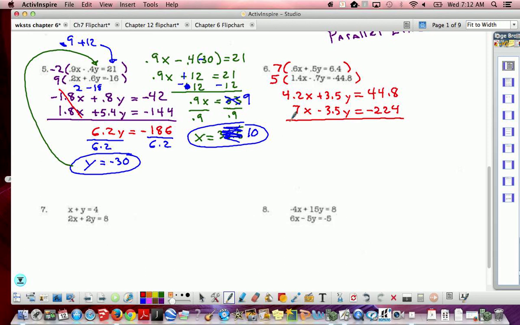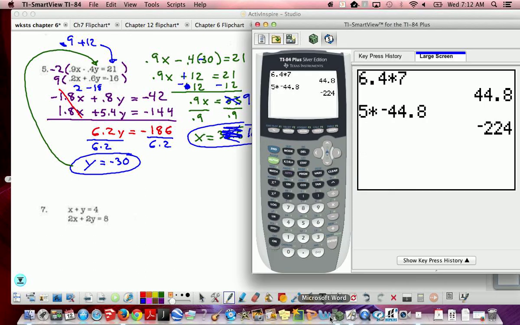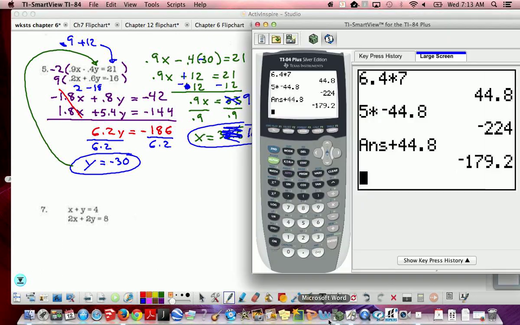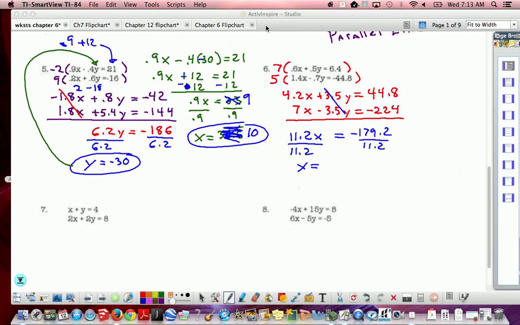So now let's combine like terms. Add them up. 11.2x, y's cross out, equals, so now 44.8, I have the negative 224 in there, so I'm going to add 44.8 to it. And I get negative 179.2. So let's divide both sides by 11.2. And I have x equals, so divide by 11.2, and I get negative 16. So x equals negative 16.